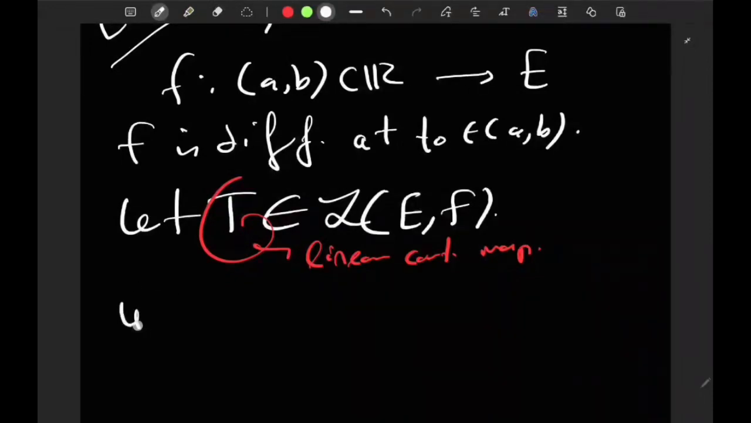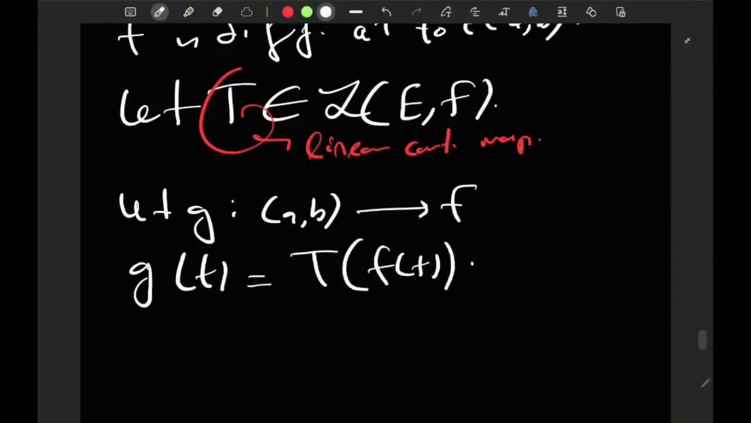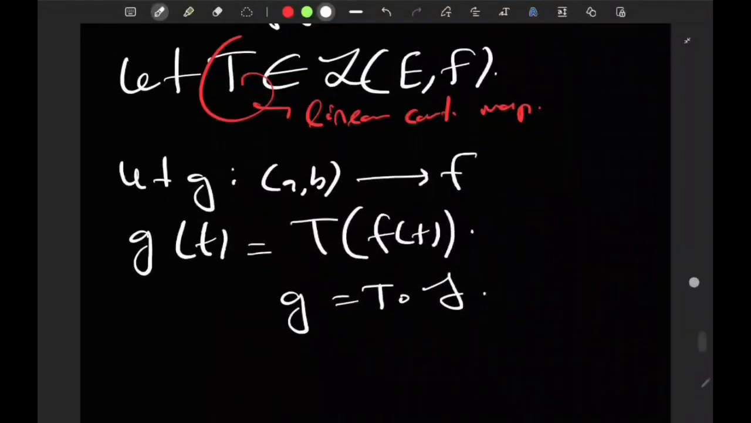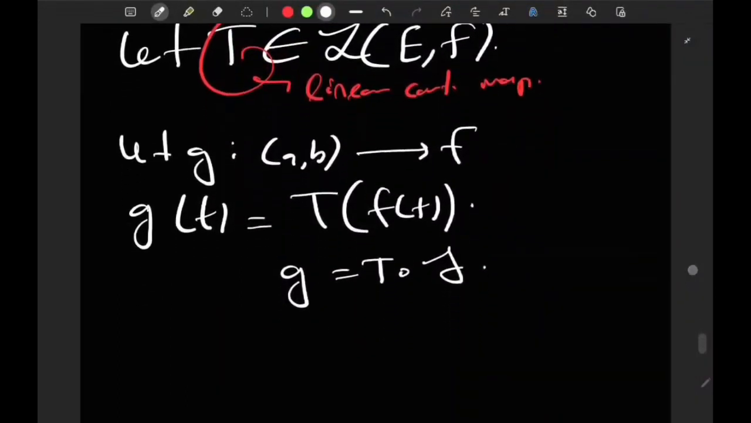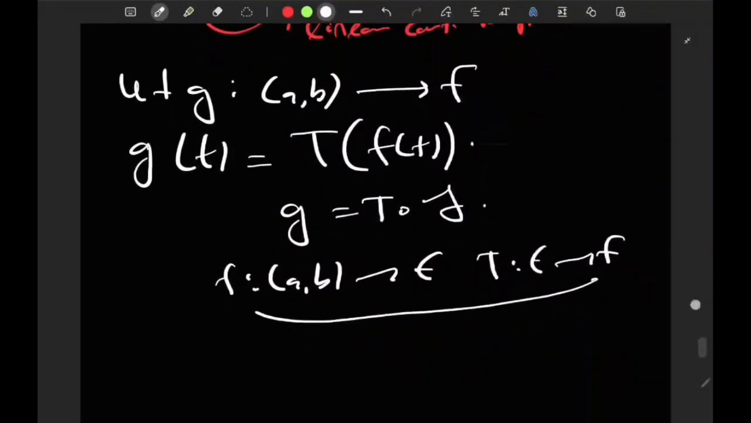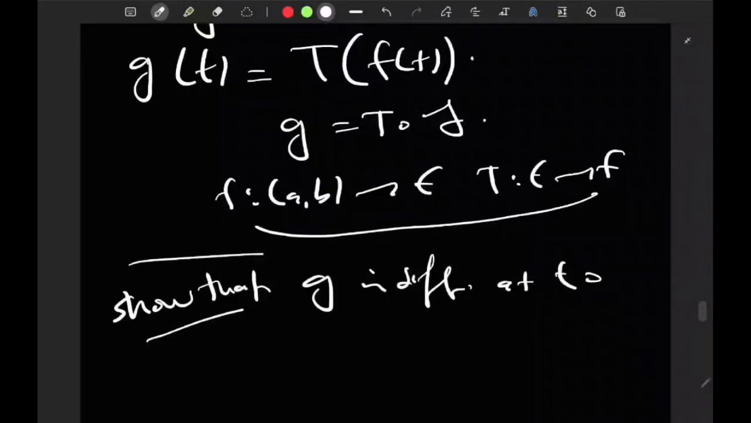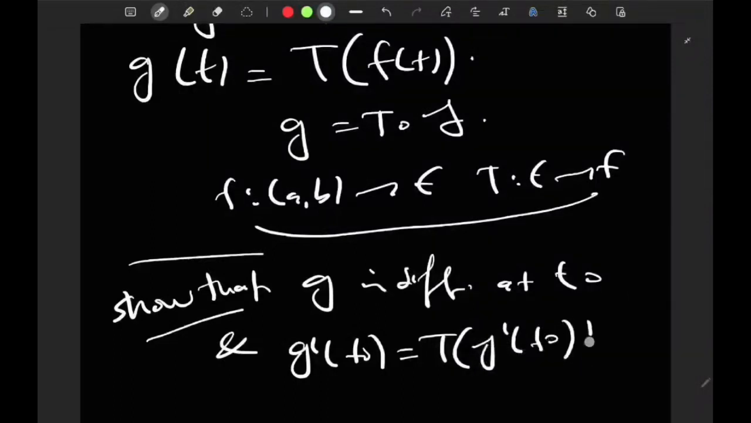Let g from (a,b) into F be the map given by g of t equals T of f of t. In other words, g is equal to T composed with f. Of course, f is going from (a,b) into E, and T is going from E to F, so their composition naturally goes from (a,b) to F. We are required to show that g is differentiable at t0, the point of differentiability of f, and g prime of t0 is equal to T of f prime of t0.